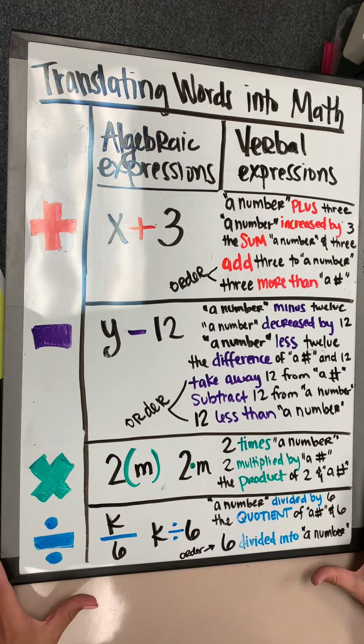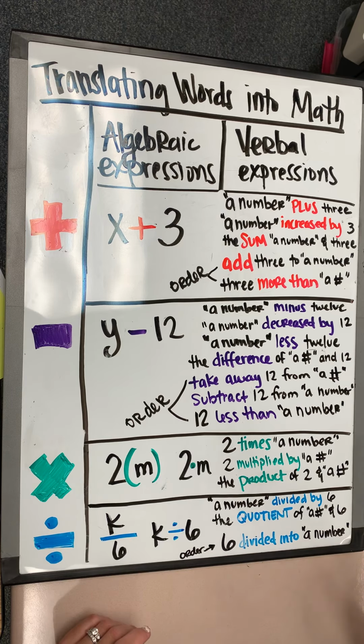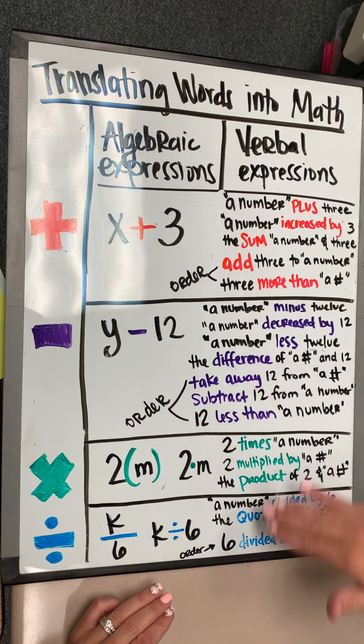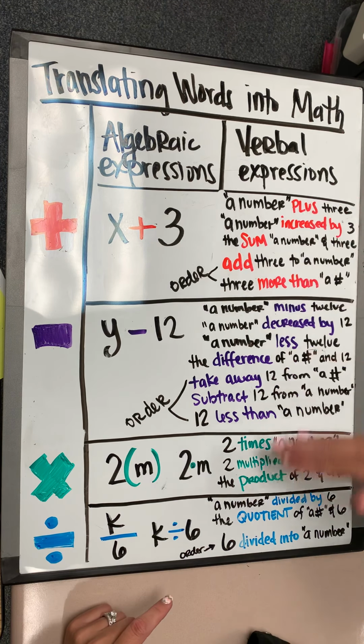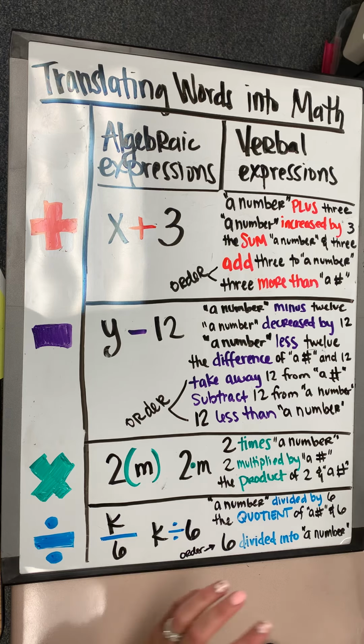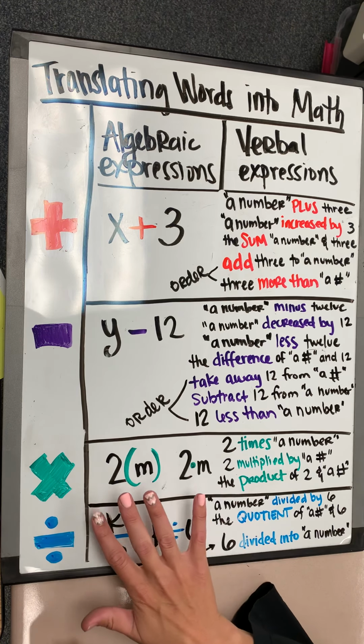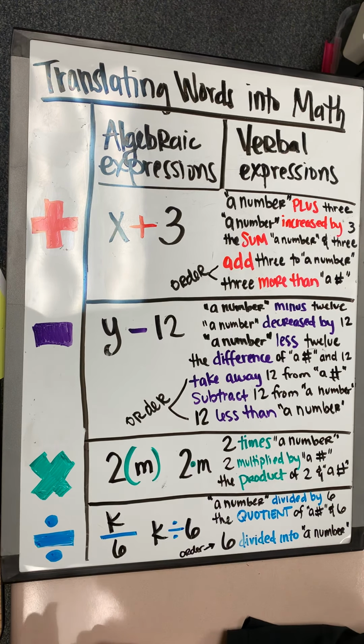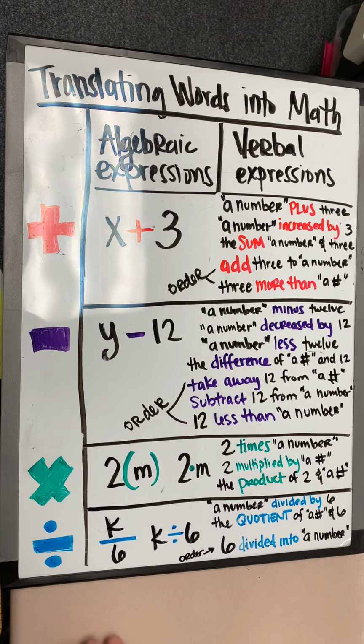Other than that, we'll come into some other ones that we'll talk about later, but these are our basic ones that we need to be able to take from verbal expression, from how we read it and how it's written in a story problem, and be able to take it into an algebraic expression. Hopefully that makes sense. Come with questions tomorrow.